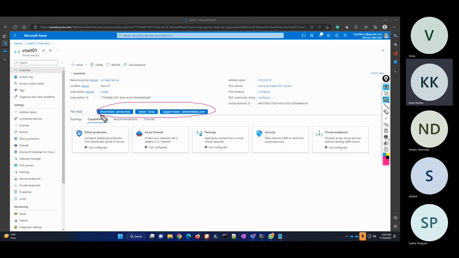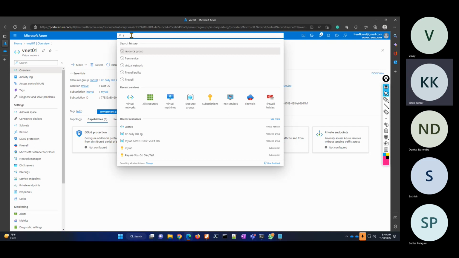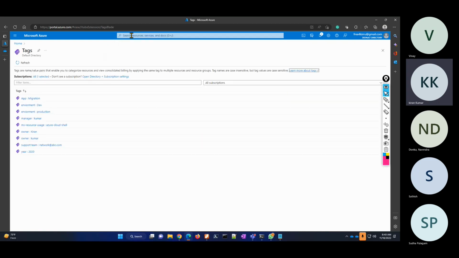Now one resource we deploy and one resource we see. Suppose I have thousands of resources, and I open each and every resource, it's not an easy task again. That is a complication. So is there any easy method available? Yes. Microsoft says that tag is a separate resource, a separate service. Go to search tags, search with the tags, and you can see all the tags.